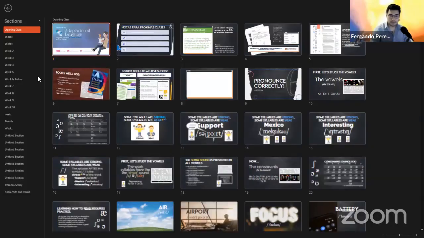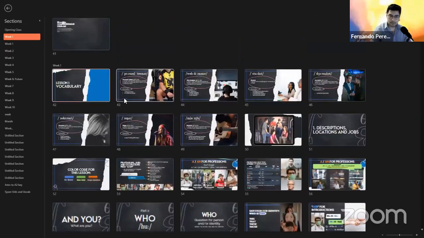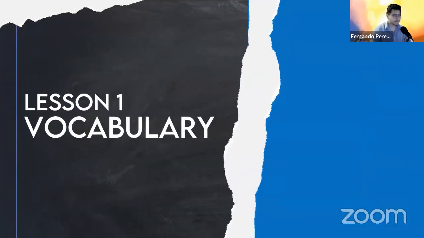Okay. Let's begin our first lesson of vocabulary. We will see words and different expressions today. Okay? Let's start. Every vocabulary lesson comes with a specific anatomy. Okay, let's check the anatomy of the vocabulary.